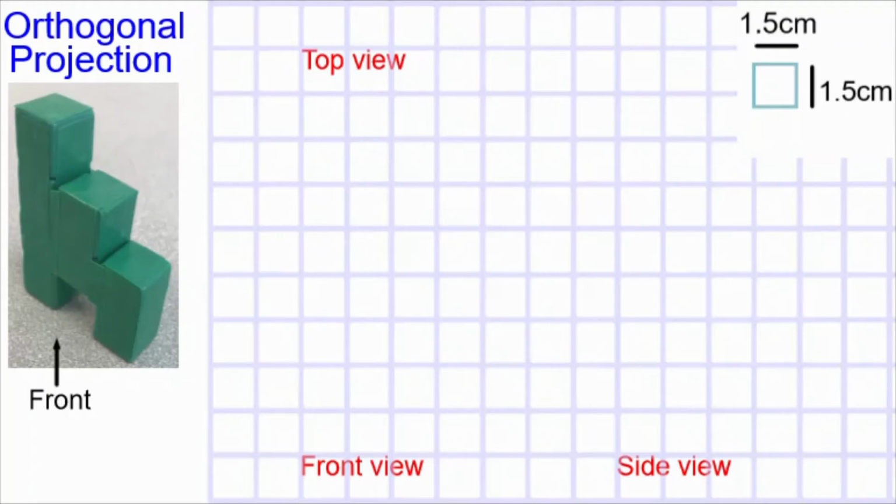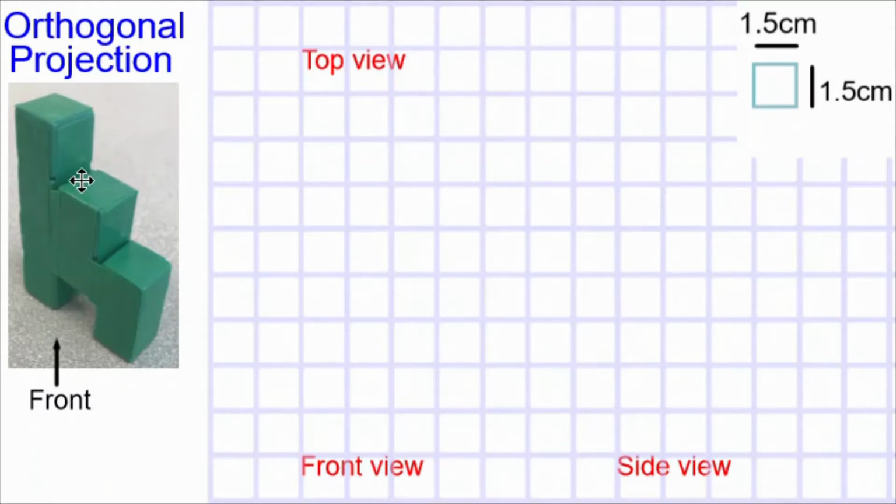Today's Daily Dose of Math is an orthogonal projection drawing question with a rather simple shape, this green shape. The drawings are simple too, but what I'm introducing here is the idea of doing them on graph paper and needing a scale. So the type of scale that I'm using is to show that each square on the graph paper represents 1.5 centimeters on each side.